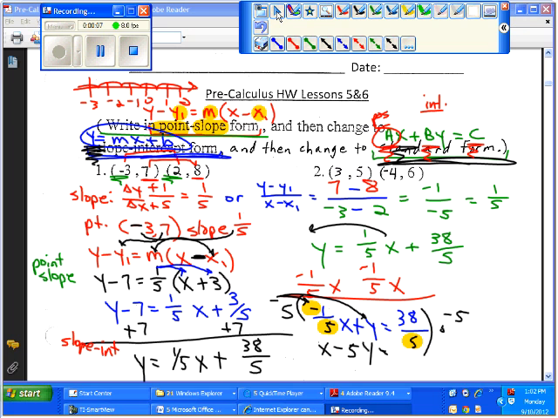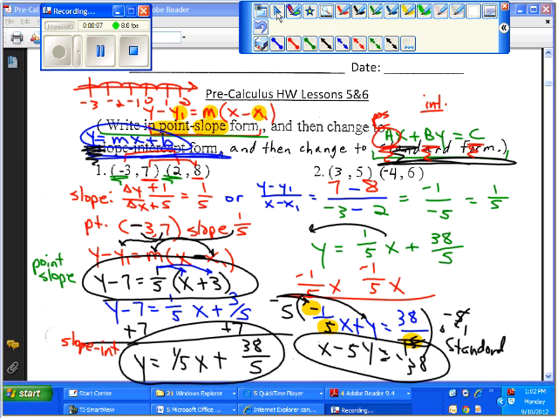And what you do to the left side, you have to do to the right side. And right here, the 5's would cross-reduce to 1, but that would be a negative 1, right? And negative 1 times 38 is negative 38. So standard form is x minus 5y equal negative 38. So we wrote it in point-slope form, transformed it to slope-intercept form, and then transformed it into standard form. Any questions on number 1? Any questions?